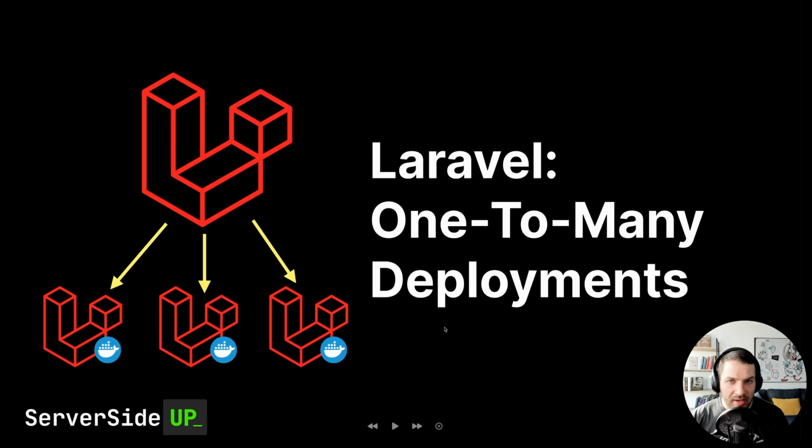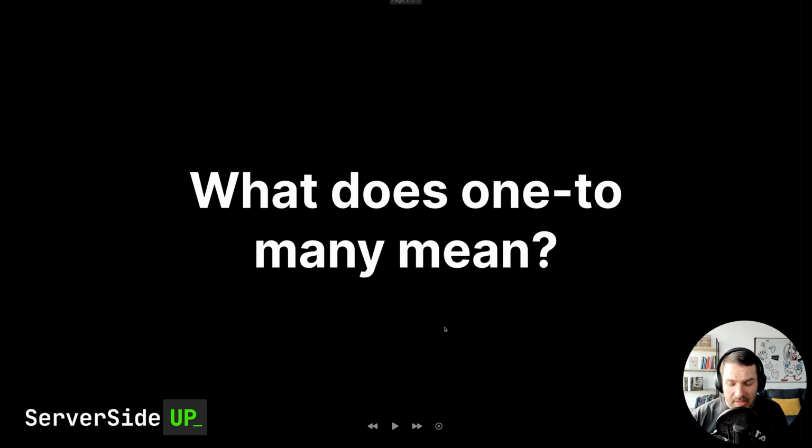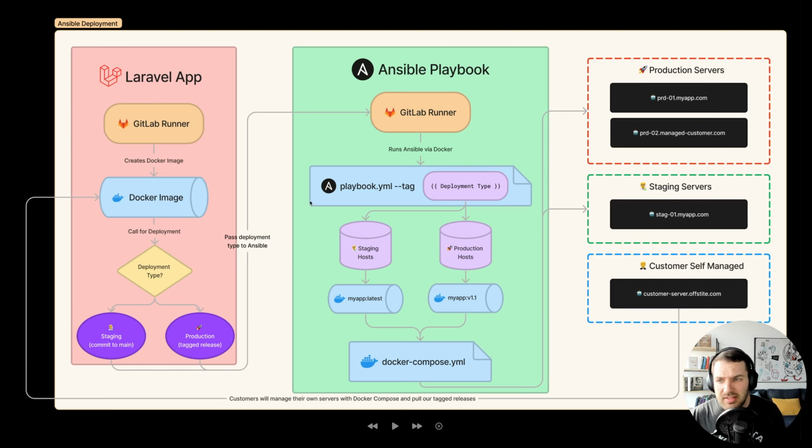Hey, so last week I was tasked with creating a Laravel app and making a deployment one to many. Now, what does one to many mean? That simply means that we're taking a single Laravel app, building a Docker image of it, and we need to deploy this out to our own cloud, our staging servers, depending on which deployment type we're doing, and then also the ability for customers to run the app within their own infrastructure using Docker Compose.